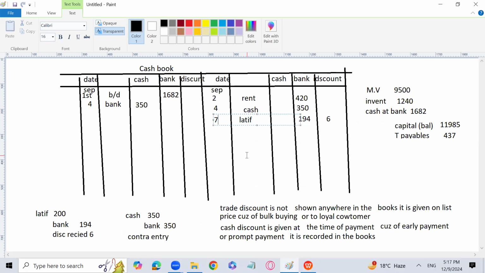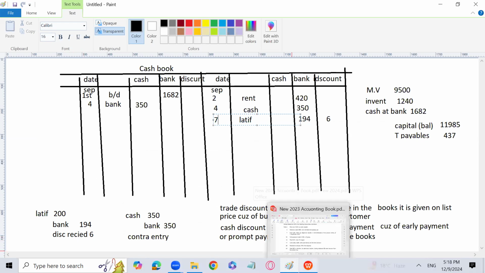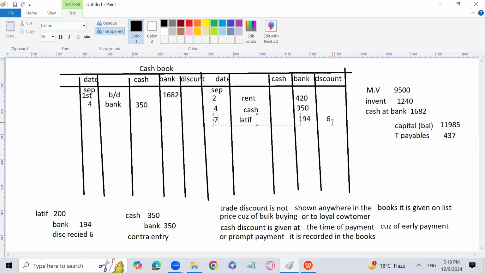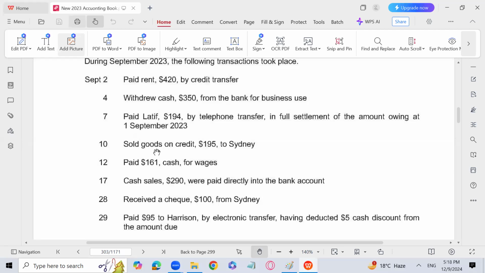Out of 200, we have received the discount because we are not required to pay 6, since we are making the payment to Latif earlier than the usual time. That's why we are receiving a $6 discount. We are getting a benefit of 6. The discount received column is credited, bank is credited, and the name of the opposite side, Latif, will come. Next, sold goods on credit 195 to Sydney.